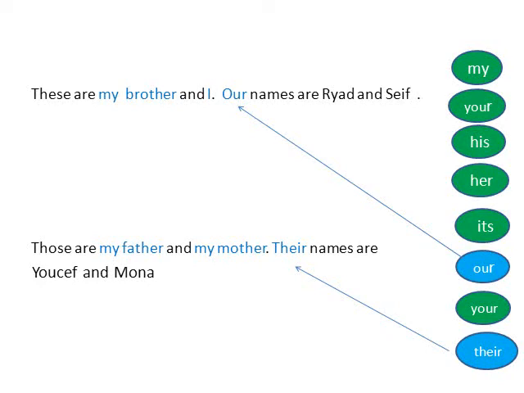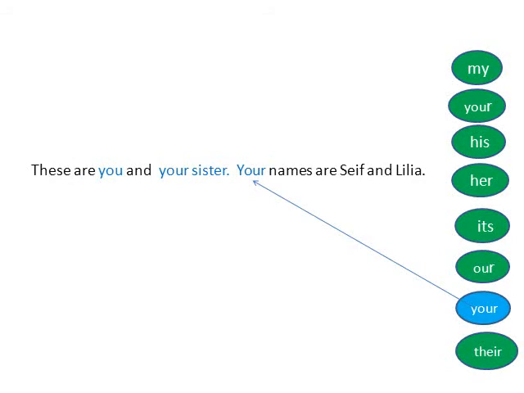These are my brother and I. Our names are Riyad and Saif. Our is a pronoun. It replaces my brother and I. Those are my father and my mother. Their names are Yusuf and Muna. Their replaces my father and my mother. These are you and your sister. Your names are Saif and Lilia. Your replaces you and your sister.